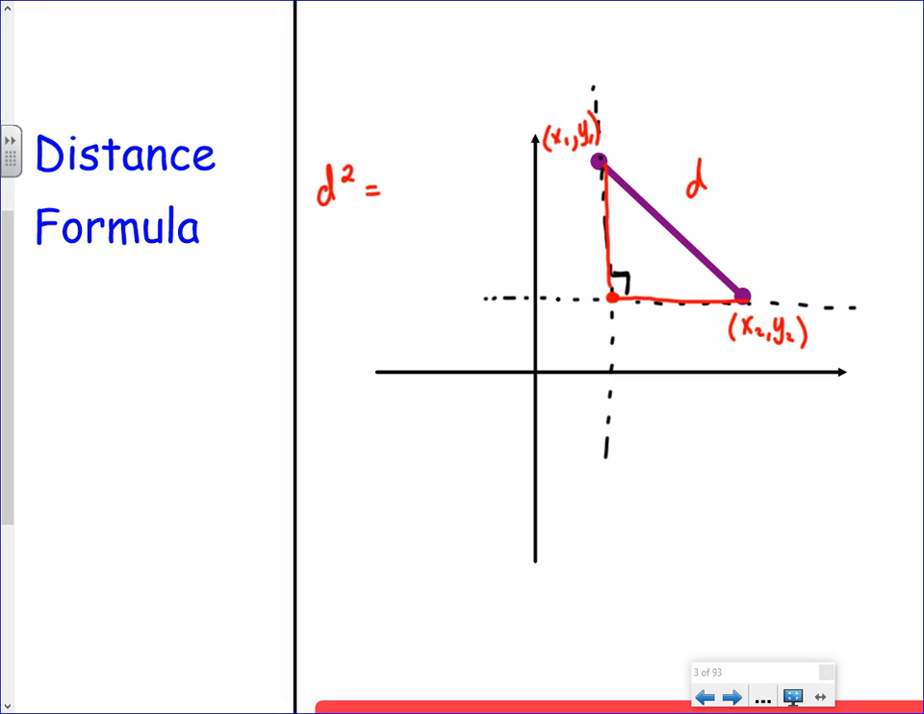Maybe not so easy after all. So let's remember the distance formula. Think about the distance formula. Think about what piece might get me that measurement.